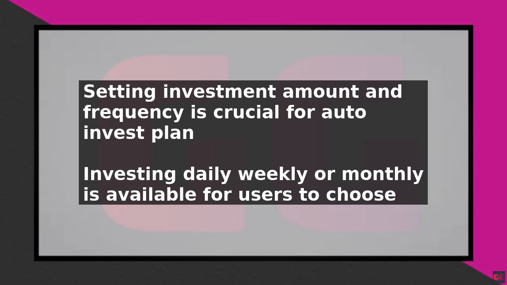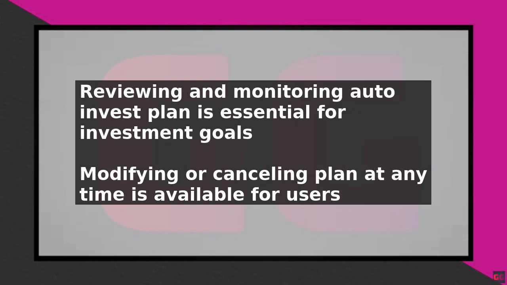Best practices for auto investing on Trading 212 include starting with a small investment amount and gradually increasing it over time. Diversify your investments across different asset classes to minimize risk. Also, consider setting up a long-term investment plan to take advantage of compound interest and reduce the impact of market fluctuations.